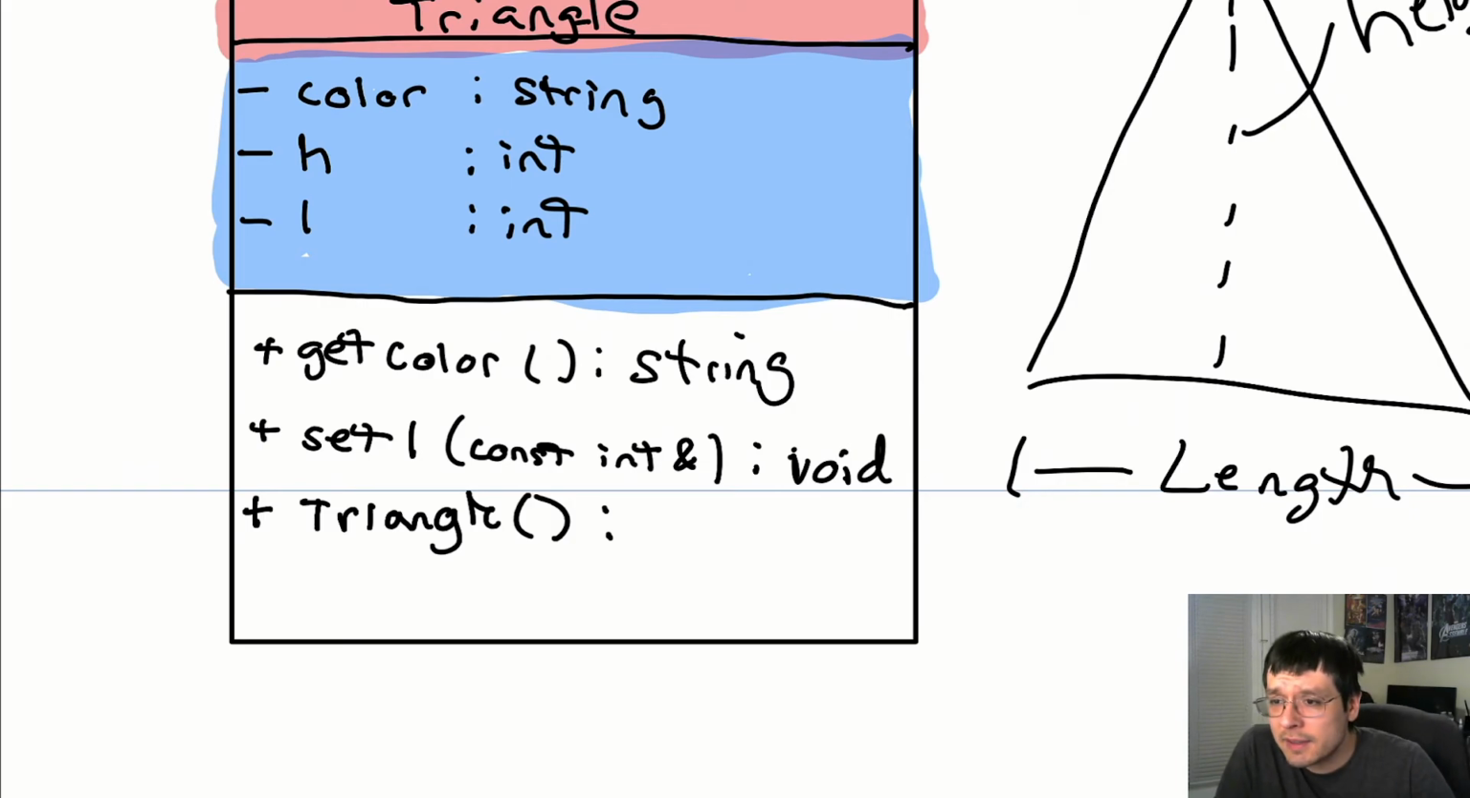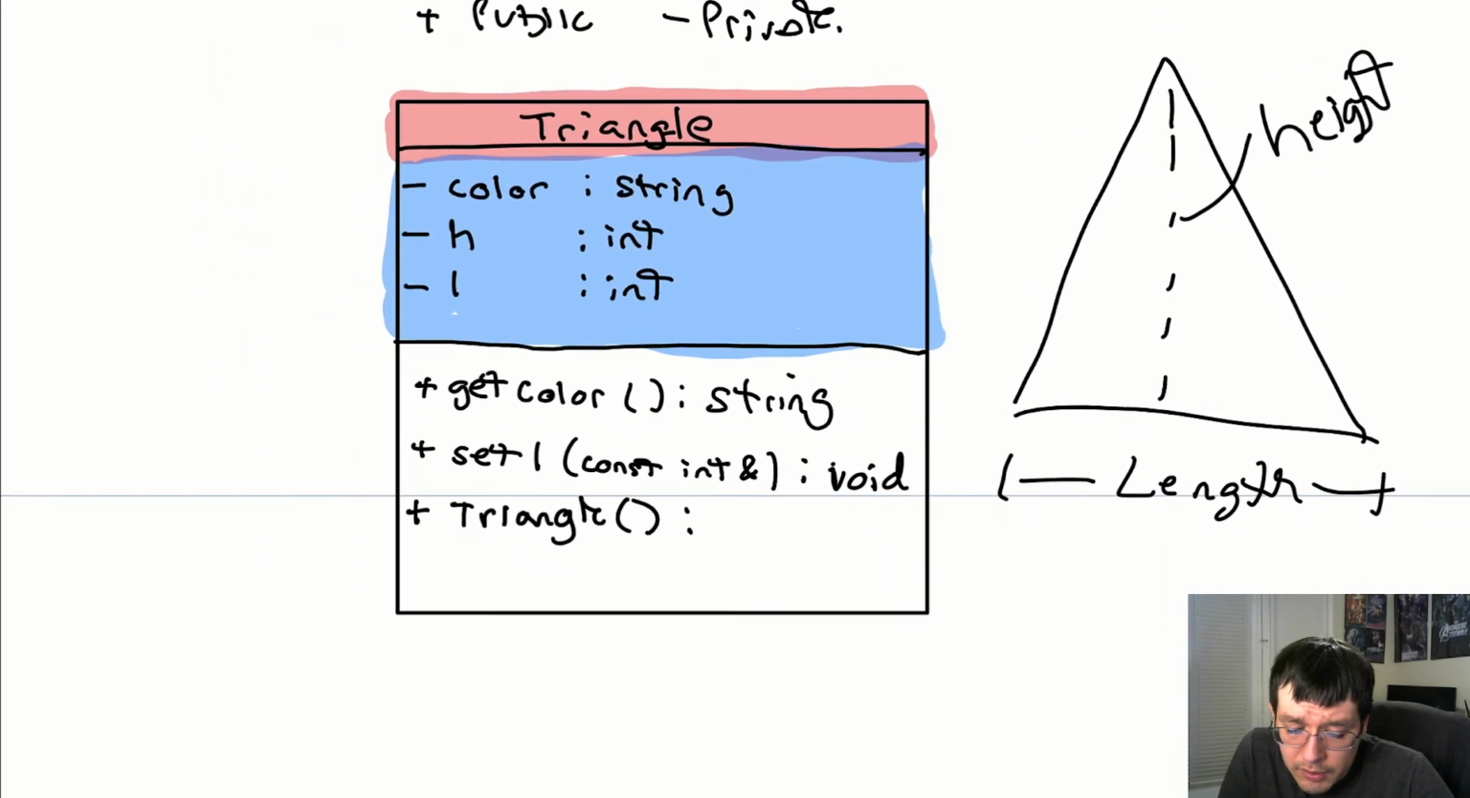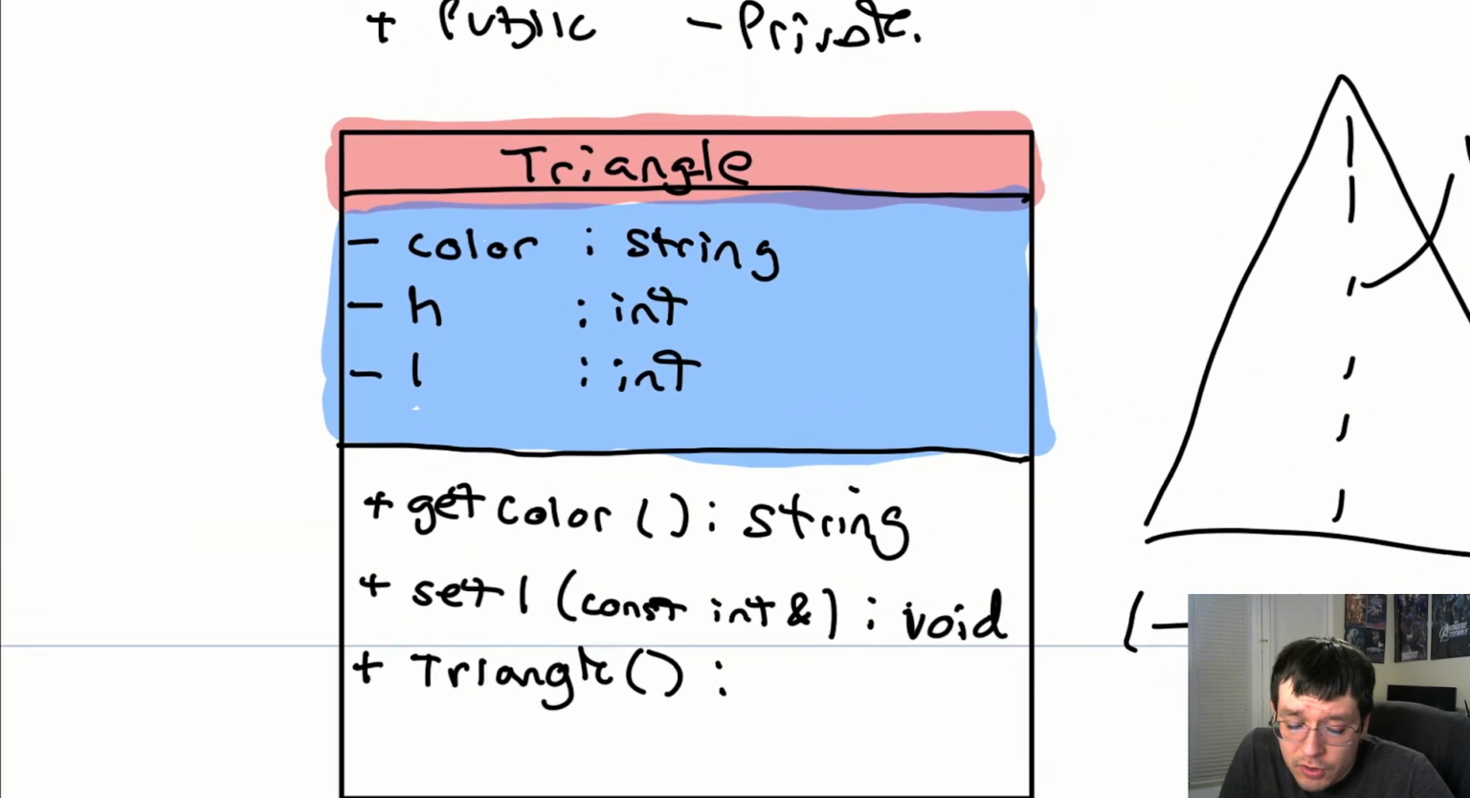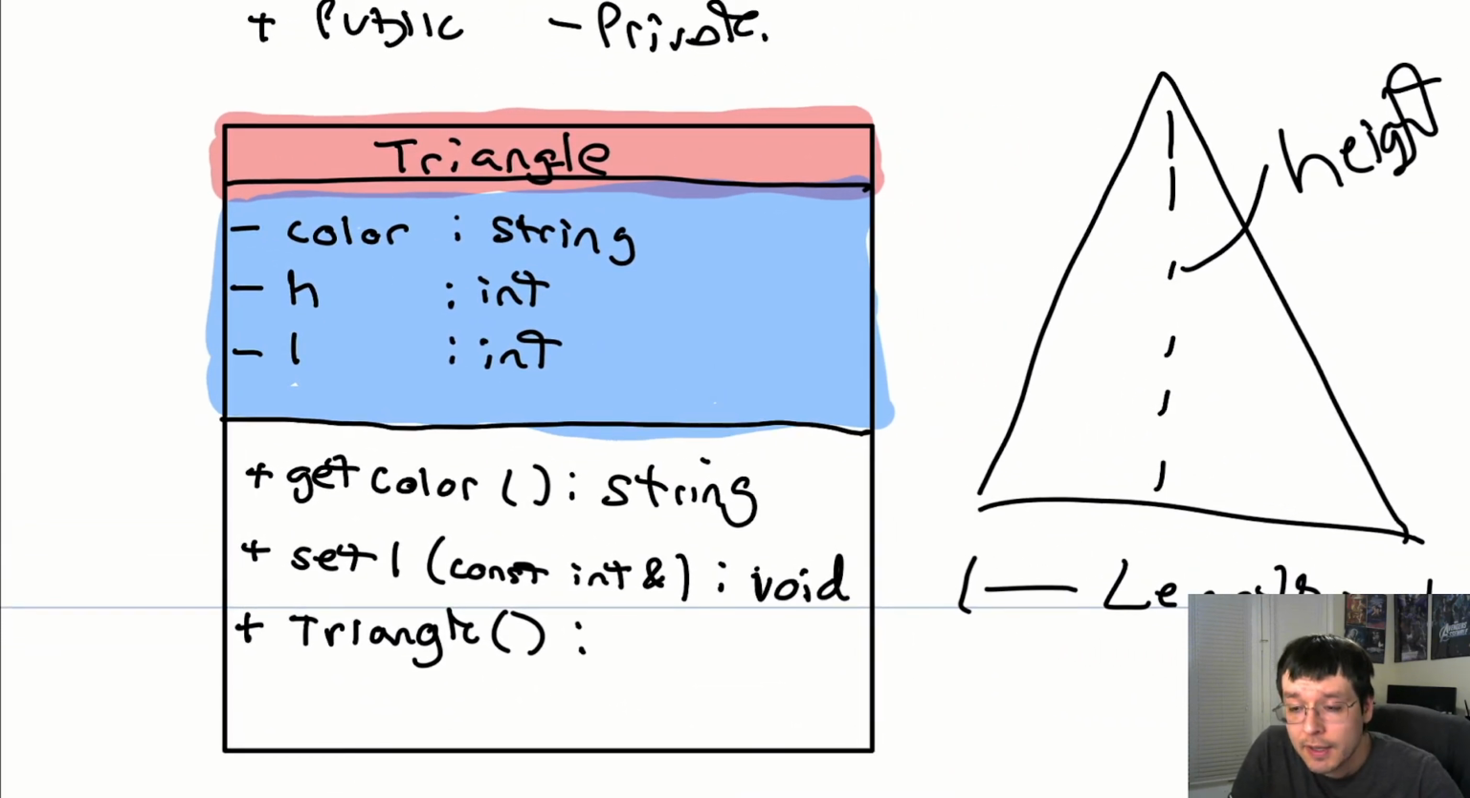So yeah, it's pretty straightforward how to see these UMLs, but I wanted to point them out just so you don't get lost if you see any. So again, quick overview. This is the class name. These are your variables. These are your functions. The minus means private. The plus means public.